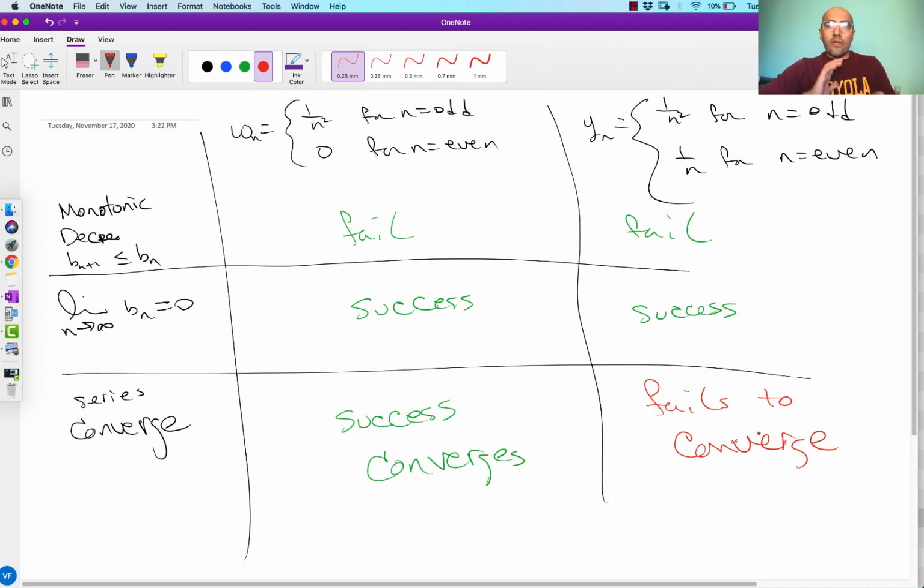Okay, so when you're applying the alternating series test, my point is to make sure that you satisfy both conditions: that the limit as n goes to infinity of b sub n goes to zero, and also show that it is monotonically decreasing. All right, let's look at some examples from the book.